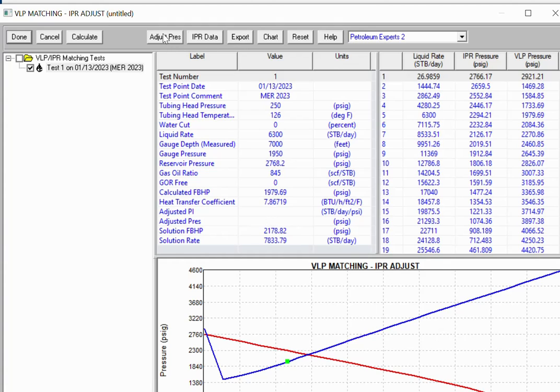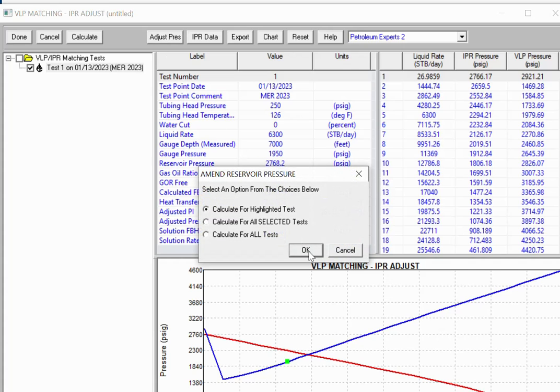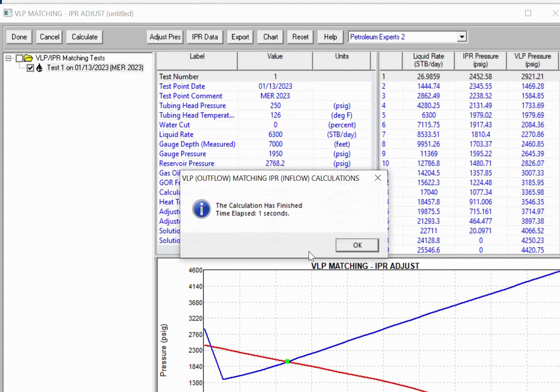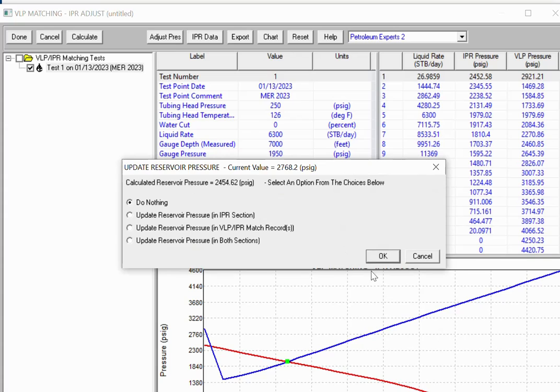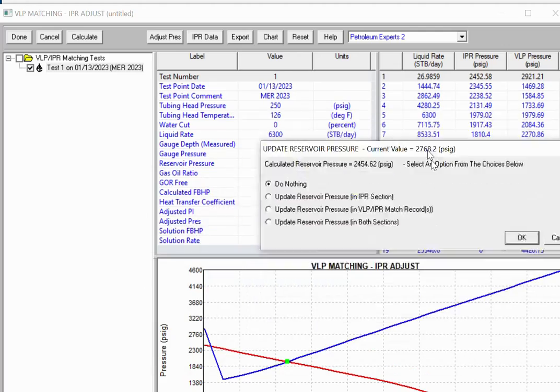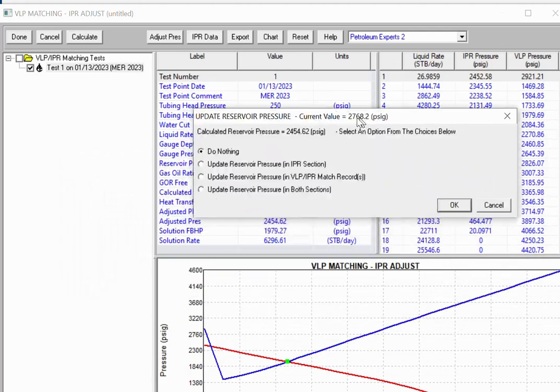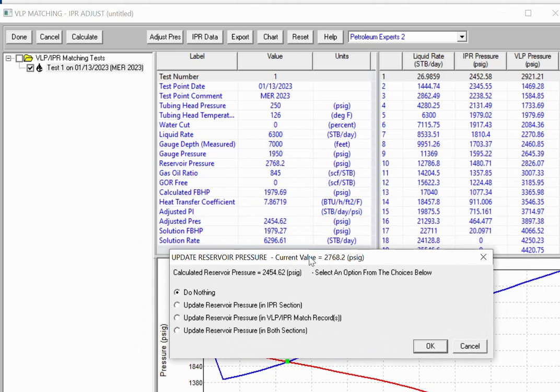So you can adjust some things here. Let's try to adjust our pressure. Okay, so the calculated reservoir pressure is actually saying the pressure should be 2454. But what we have is 2768. So do we accept the results? I think with that we should have something very close. 1979. Okay, 19. We now have something very close.